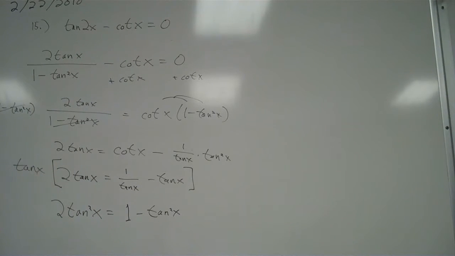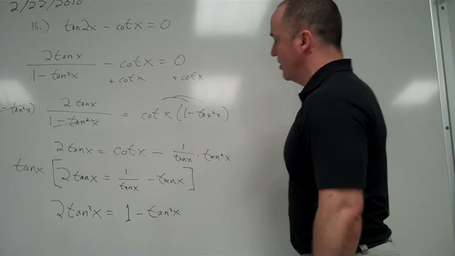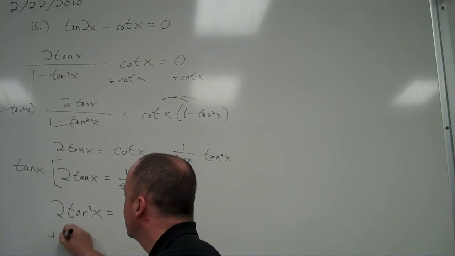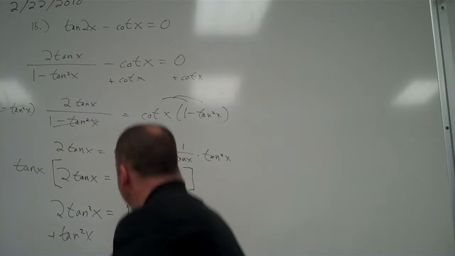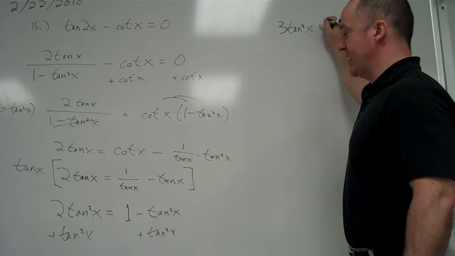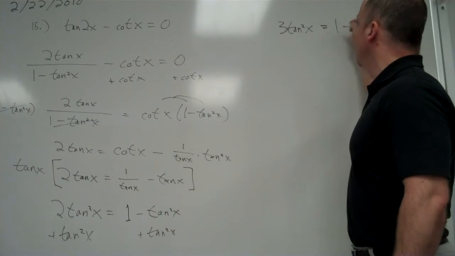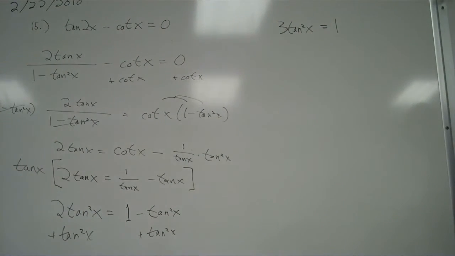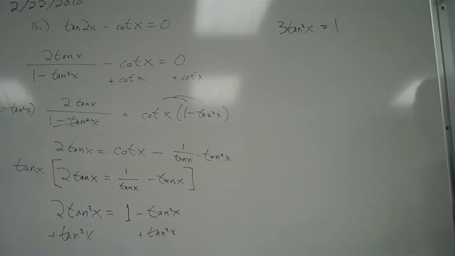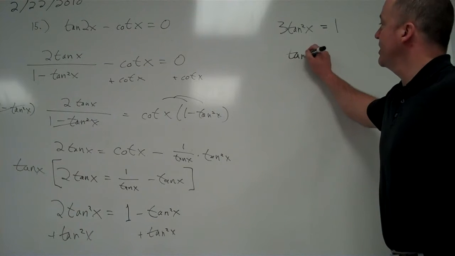Yeah. Sort of. Okay, now I'm going to add tangent squared x to both sides, and that gets me 3 tangent squared x equals 1. Did I do that correctly? Yeah. These are the ones where I personally always get the trig right and tend to mess up the algebra. Alright, what can I do now to get tangent squared x by itself? Divide them both by 3.